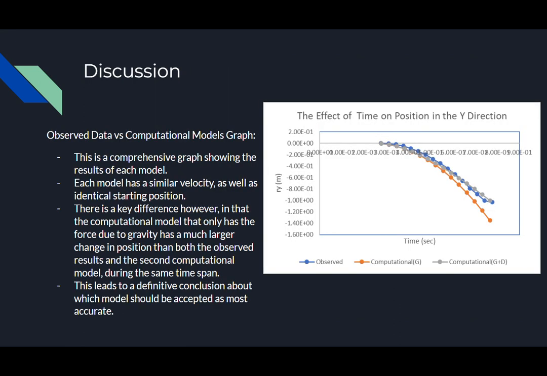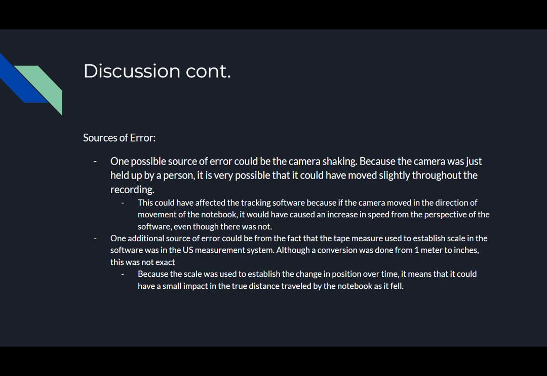Discussion. Observed data versus computational models graph. This is a comprehensive graph showing the results of each model. Each model has a similar velocity as well as identical starting position. There is a key difference, mainly in that the computational model that only takes into account gravity actually traveled further than the two other models. This leads to a definitive conclusion about which model should be accepted as most accurate, which will be explained later.